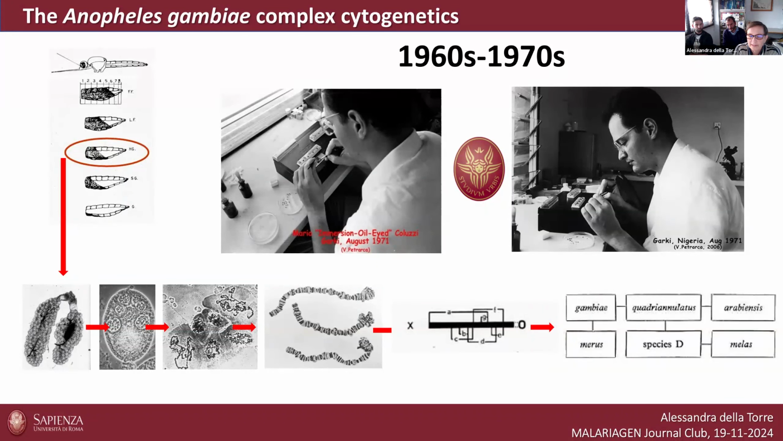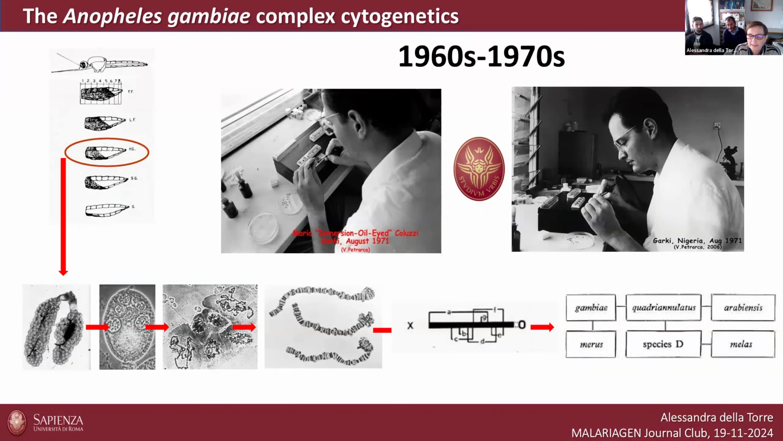And we now know that Gambiae arabiensis are the species with the largest range, while the other species have more restricted ranges. And also thanks to the availability of an easy tool to identify the different species, many other information on their ecology became available.